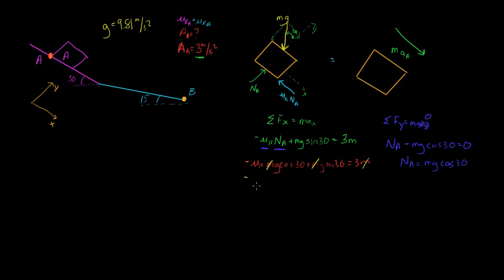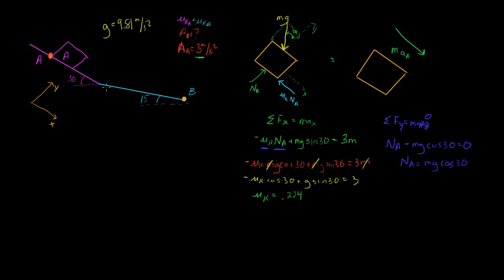So we have minus μ_k times the cosine of 30 plus g times the sine of 30 is equal to 3. And we can substitute for this μ_k, and μ_k is going to be equal to 0.224. Well, that's good news because this μ_k on the 30-degree incline is the same as the μ_k in the 15-degree incline.